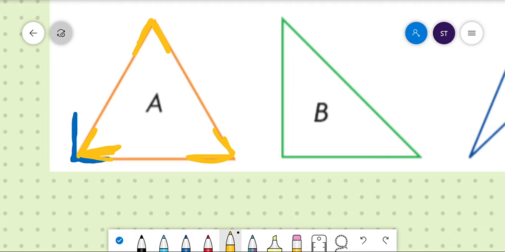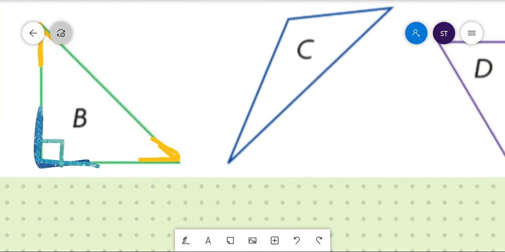Now let's look at triangle B. Triangle B, look at what we have here. A perfect corner. Do you remember what a perfect corner would be called? What kind of angle would make a perfect square corner? Yes, a right angle. So triangle B has one angle that is a right angle, and these two are smaller than a right angle. So I can describe B as having one right angle and two angles that are smaller than a right angle.